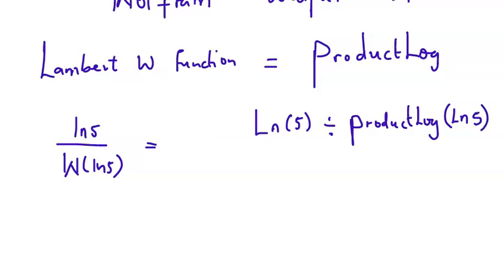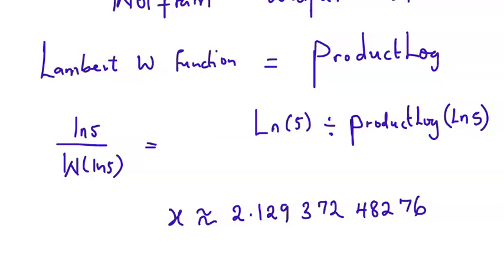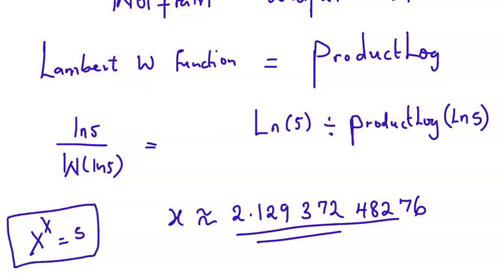Okay, so when you do this, you will find out that x is approximately equal to 2.12937248276. So this is the approximate value for x in the equation x to the power of x is equal to 5. So you can check it out.